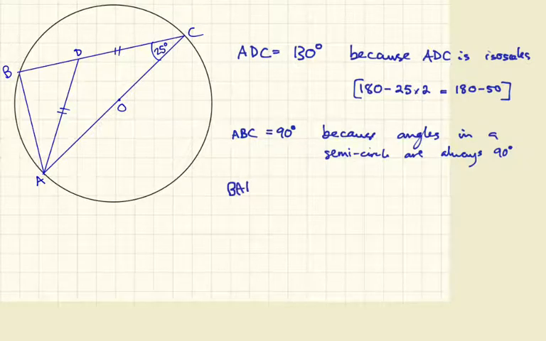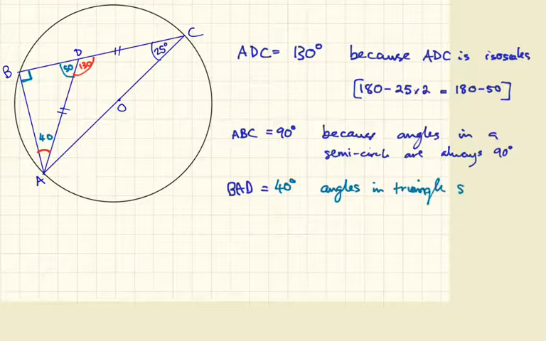Next, BAD. BAD is that angle there. So let's fill out some of the angles we know. We know that this angle is 130. If we know that angle is 130, then we know that this angle is 50. We also know that this is a right angle. So we can look at the triangle BAD or ABD. We can look at that small triangle there and work out the missing angle to be 40 degrees because angles in a triangle sum to 180 degrees.